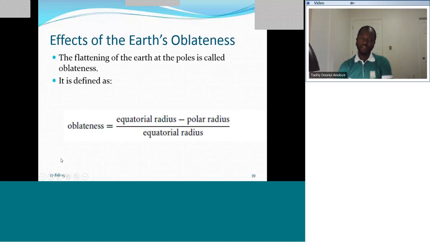So the flattening of the Earth at the poles is called oblateness, and it is defined as the ratio of the difference between the equatorial radius and the polar radius, to the equatorial radius. You find this difference and divide by the equatorial radius, and you get the oblateness. The Earth is not the only planet which is oblate. Some other planets are also oblate, that is, they have their equatorial radius larger than the polar radius.